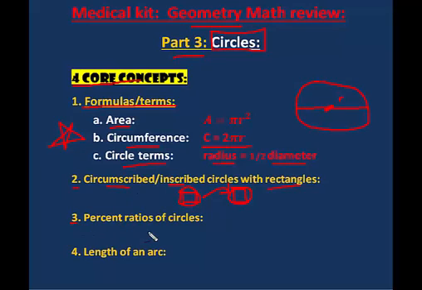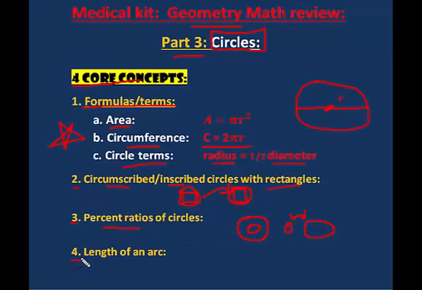Number 3, percent ratios of circles. What they might do is they might give you a circle and then put another circle on the inside. And then they'll give you some information about one of the circles. And then you have to look at this from a perspective of pull them apart. You have a small circle and now a large circle, and you have to compare them. What's the percent ratio difference? They might give you the circumference, they might give you the radius, they might give you the diameter, they might give you the volume. Doesn't matter, it's basically the same thing, percent ratios.